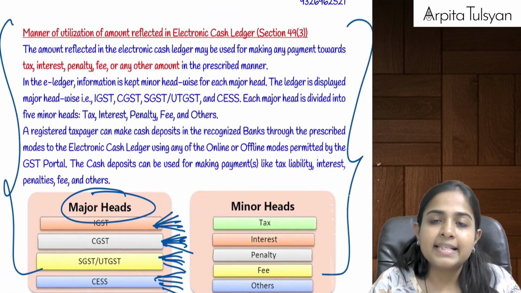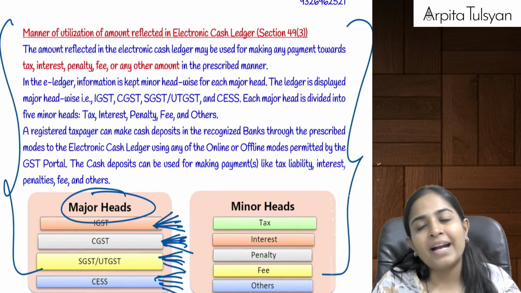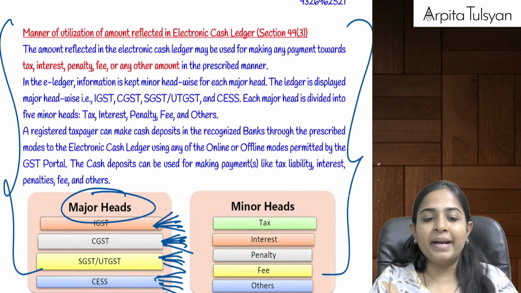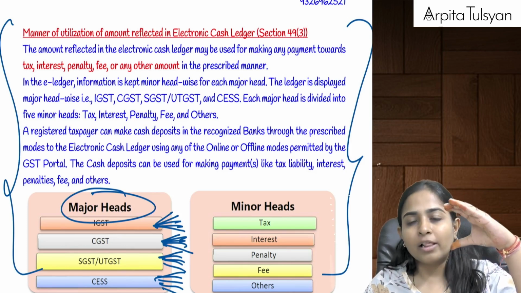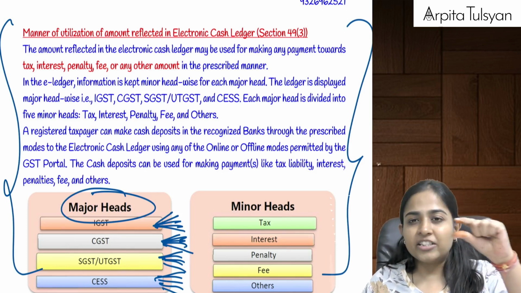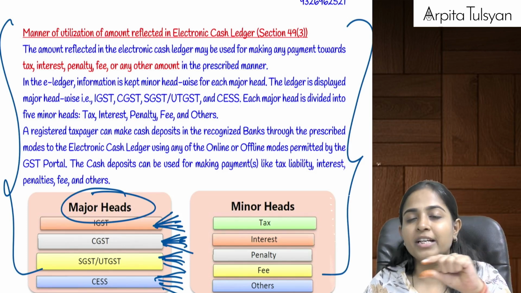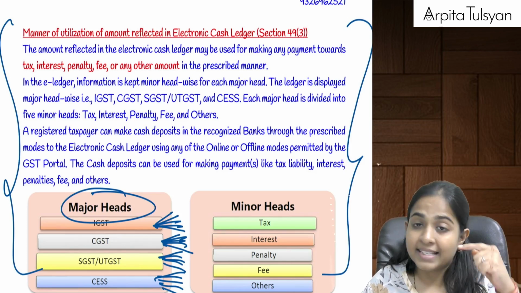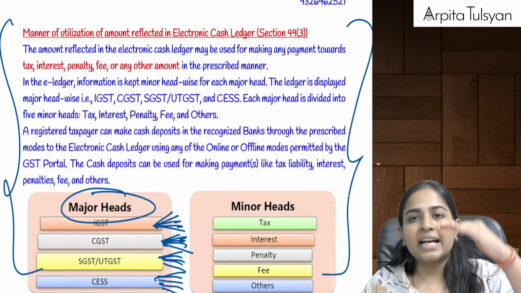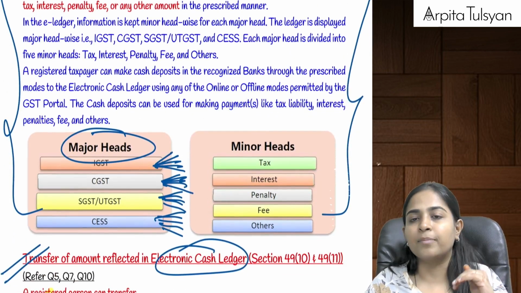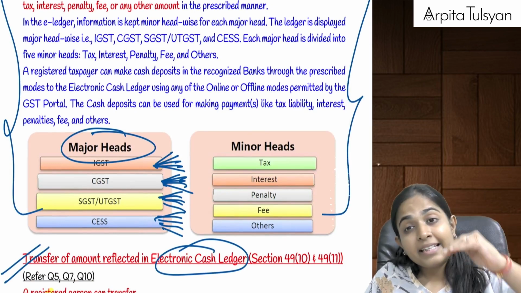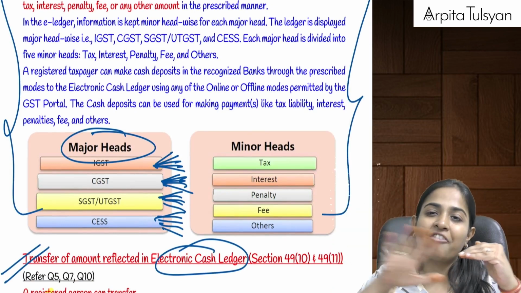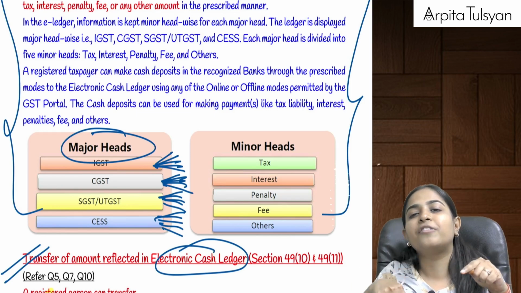Now in this electronic cash ledger, in what format will this be maintained? This will be maintained in a particular format. First of all, the major heads will be there: CGST, SGST, UTGST, IGST, and cess, compensation cess. These are the major heads. As you can see here from the board, these are the major heads under which you can do the payment. Within these major heads, you are going to have 5 minor heads in each of the major heads.